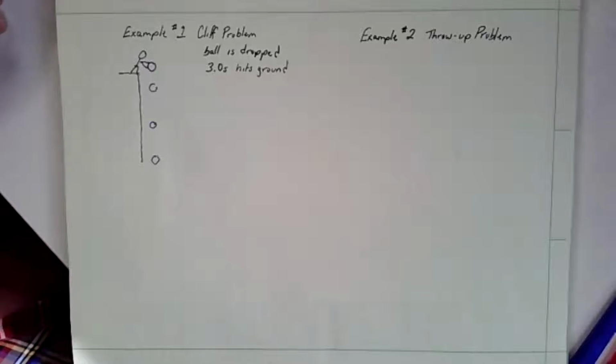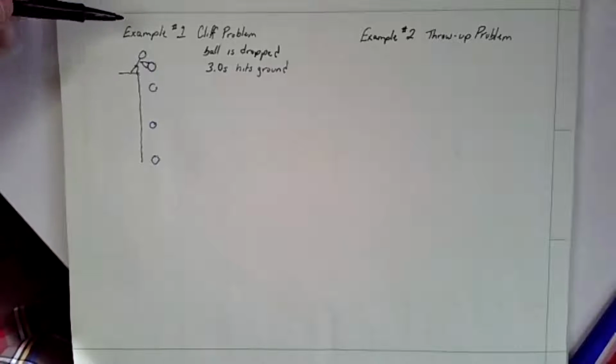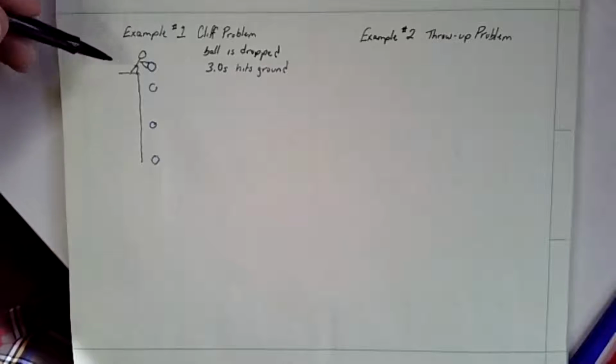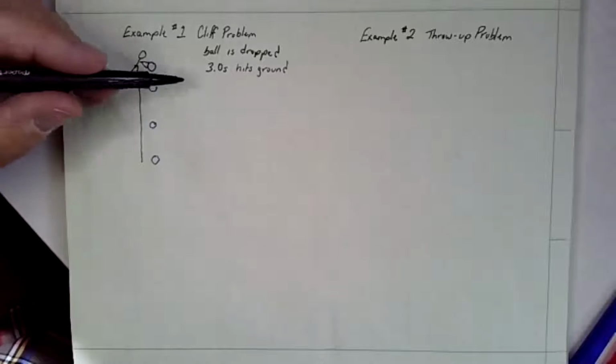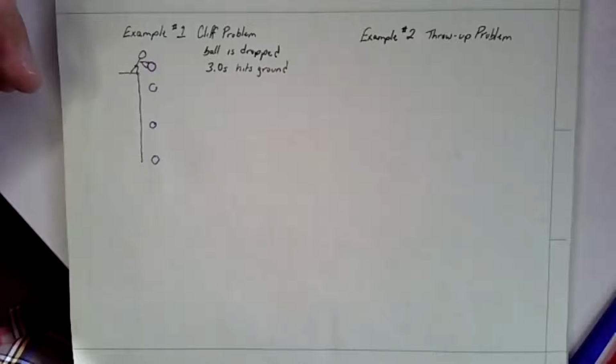Great. So here are a couple of examples. We'll start off with a famous cliff problem where someone is dropping a ball off a cliff and the ball hits the ground 3 seconds later. So let's try and use that fact and figure out everything else that's happening.